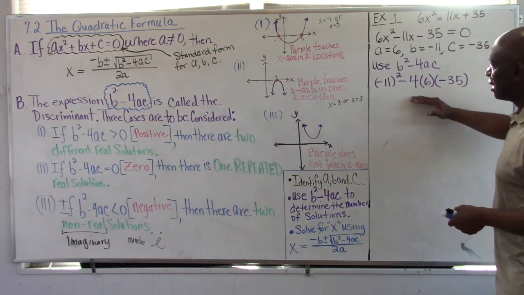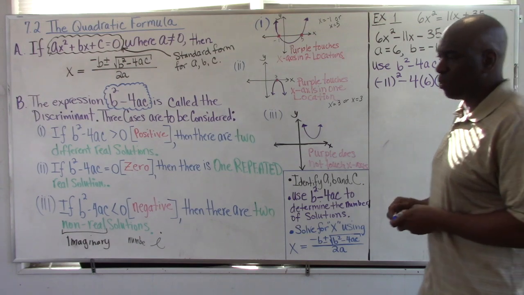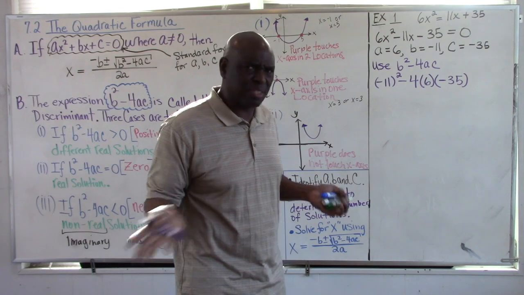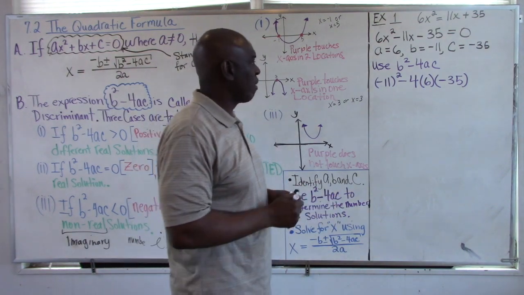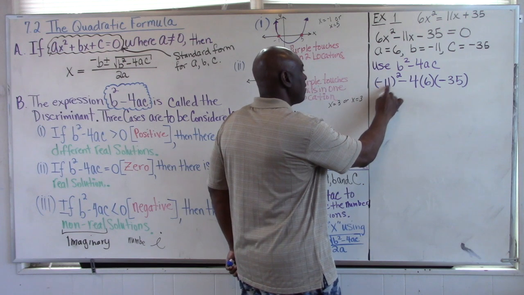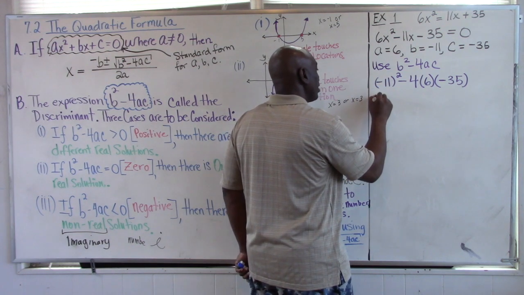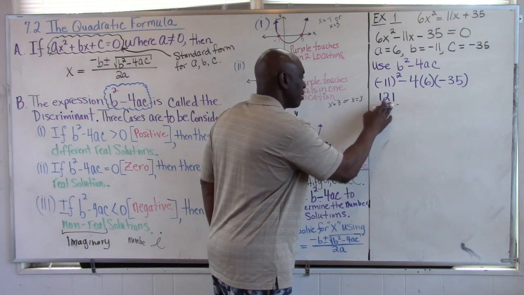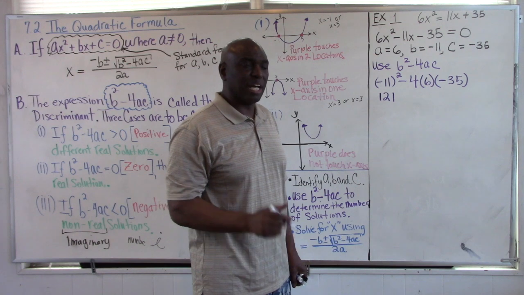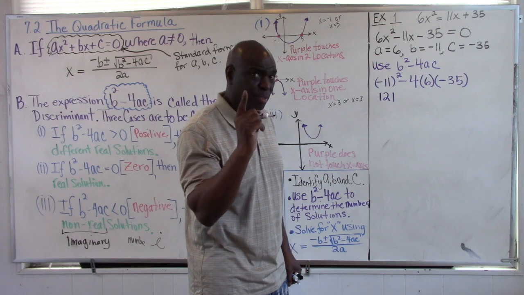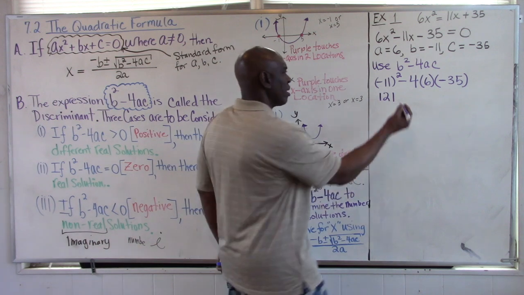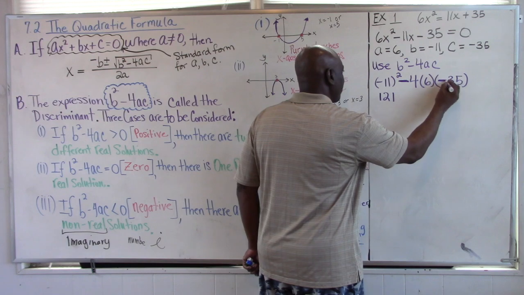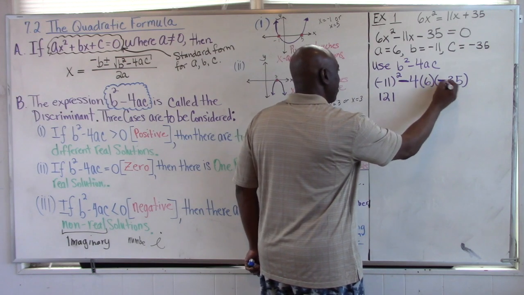Once I get to this point, I'm going to use my calculator too. If you have a calculator, use it. Scientific, graphing, a basic 4-function calculator will do. So I have negative 11 squared, which is going to give me 121. Now, be careful when you're multiplying, because here's where you're going to miss it if you're not careful. I have a minus 4 and a minus 35.